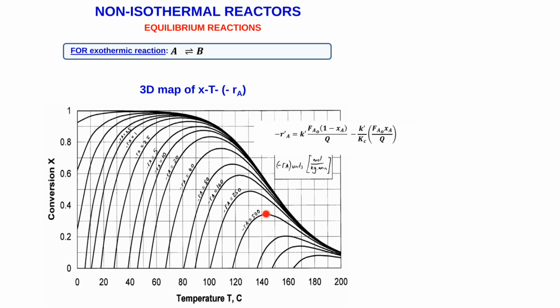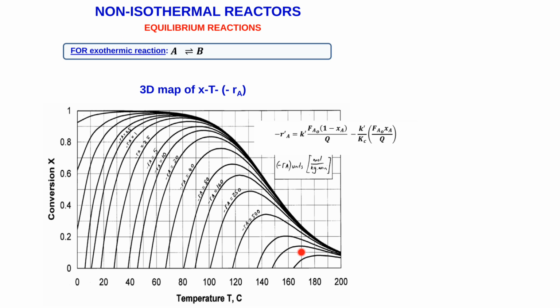If I want to achieve that same rate when my conversion is 30%, I have to operate my reactor at about 155 degrees Celsius. Similarly, all of these iso rate lines were collected and constructed. I will not expect you to generate a figure like this, but it's used for illustration purposes on how to think about designing reactors with equilibrium reactions, specifically exothermic equilibrium reactions.